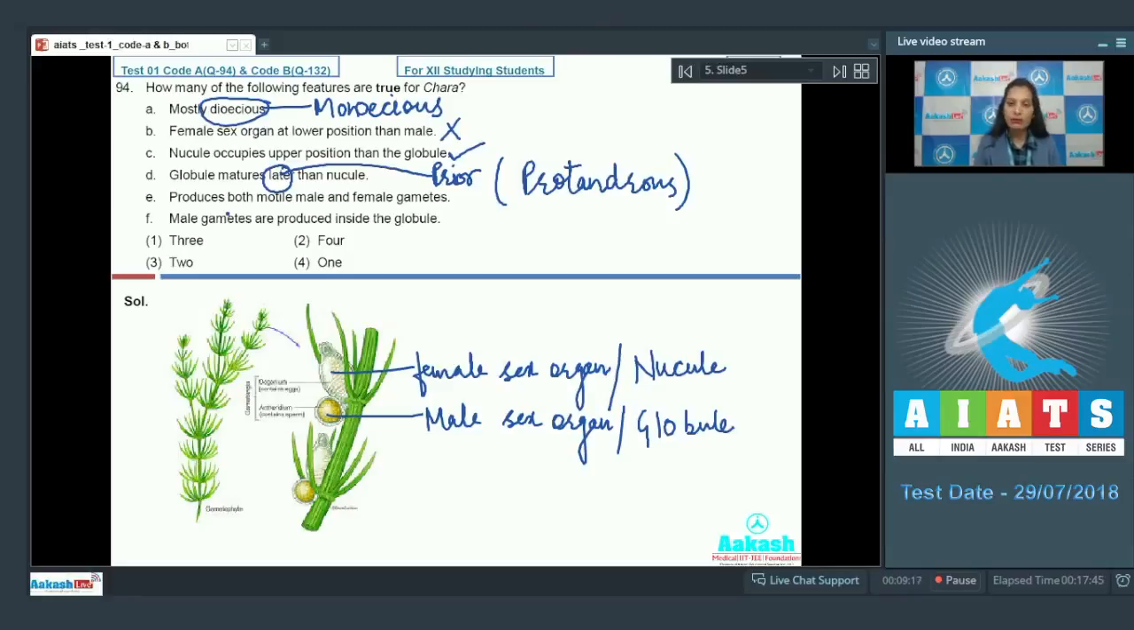The male gametes are motile, but the female gametes are larger and non-motile. Again, this statement becomes incorrect. And the last statement is the male gametes are produced inside the globule. As you know, globule is the male sex organ. Definitely, the male gametes are produced inside the globule. So this statement is correct.